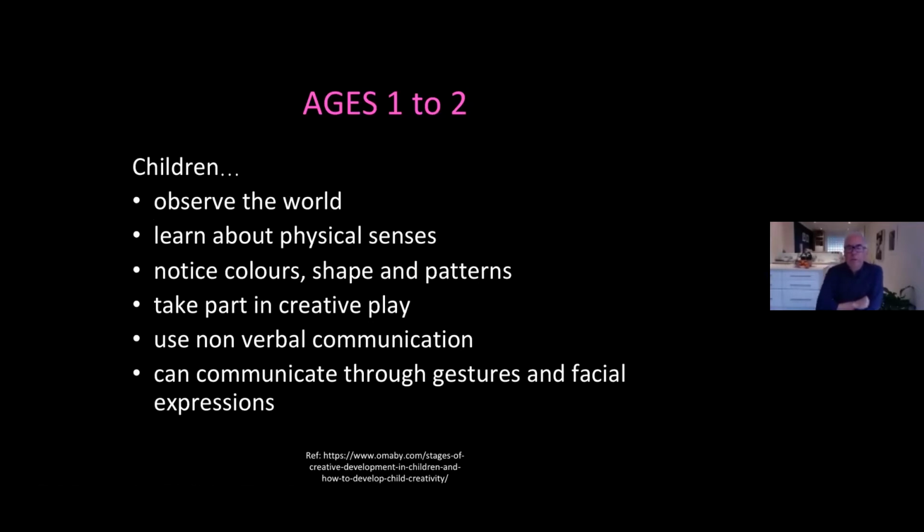So what do we expect to see from this is creative development, or this is development in general. From ages 1 to 2, what we need to do is we need to observe the world. Children can do this at this point. They understand their senses. So they know touch and they know taste and they know they can hear things. They can notice colors and shapes and patterns, and they can take part in some sort of creative play. And they can use non-verbal communication. So at this point, this is 1 to 2, they use gestures and facial expressions. They can certainly tell you when they're happy, and they can certainly tell you when they're not happy.